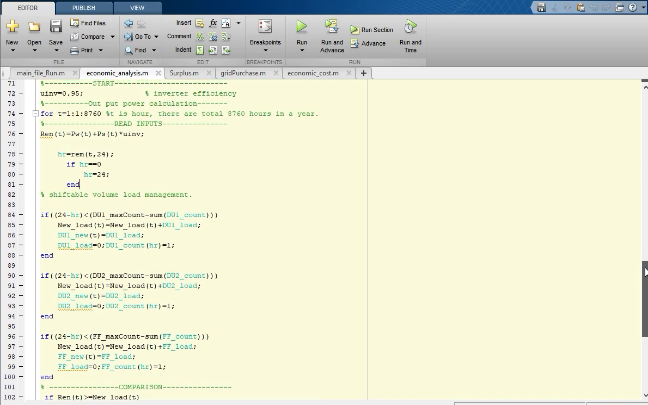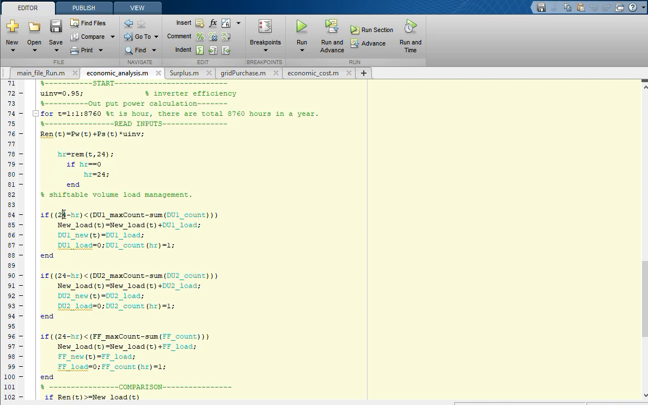So in the first section, this section is renewable as PV plus inverter. It is just to convert the 8760 hours of the whole year into a 24-hour format. T is the time for the whole year, from 1 up to 8760 hours. To convert it to a 24-hour format, HR is a function. If we divide T by 24, the remainder will be an hour from 1 to 24.